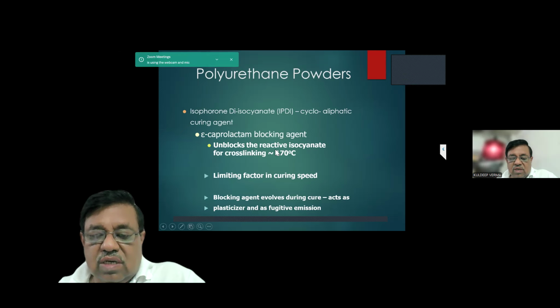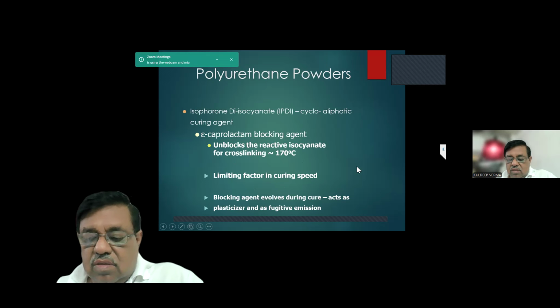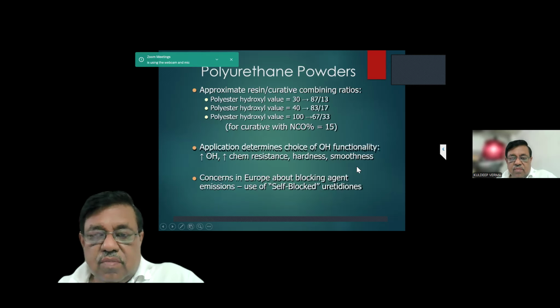So the unblocking reaction takes place at 170 degrees centigrade. This depends on the isocyanate value and the acid value of the polyester. 87:13, 83:17, 67:33. Application determines the choice of OH functionality.